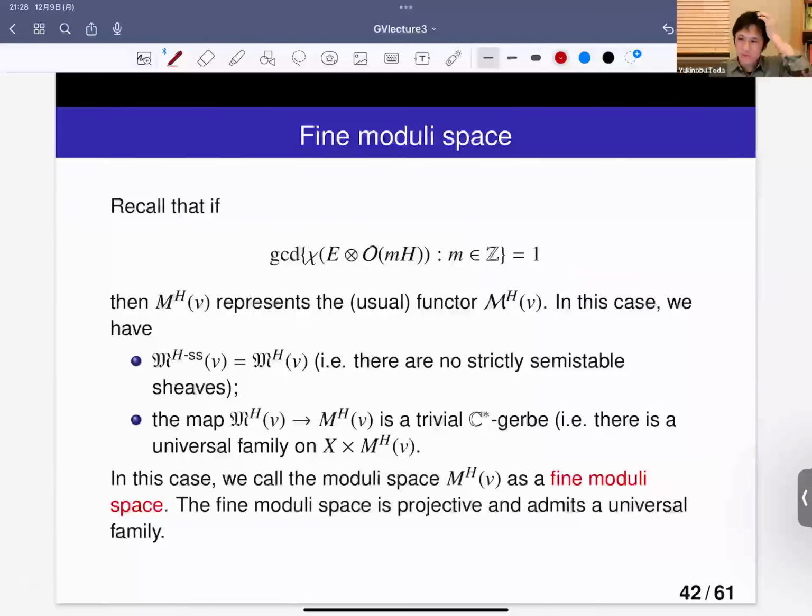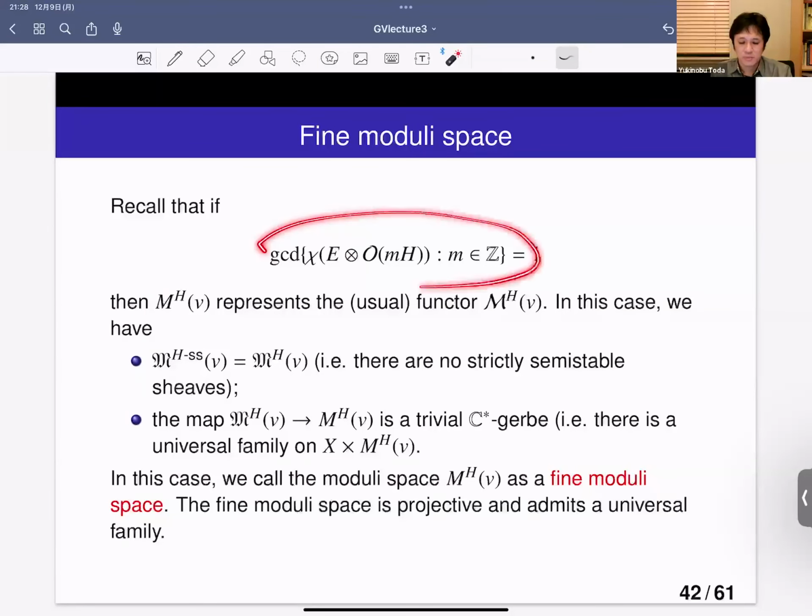So then let's compare the previous good moduli space with the fine moduli space. Let's recall that if we have some primitivity condition on the Chern characters, for example like this condition, then there is a moduli space which represents the usual functor. This is a functor from the category of schemes to the category of sets. Under this condition, this functor is representable by this moduli space. So in this case, we have a relationship with the good moduli space and moduli stacks of semi-stable sheaves.